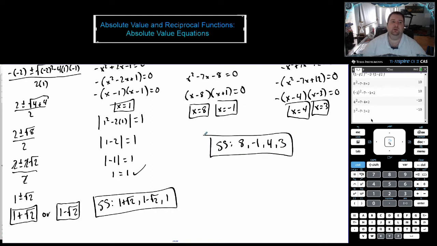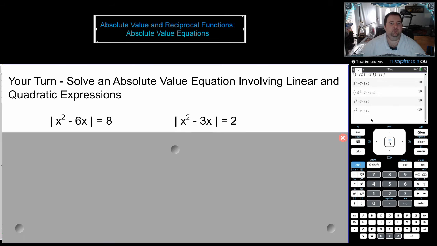So there we go. All right, it's going to be your turn. Go ahead and try these out. Remember, there's 3 ways to solve for quadratic expressions. You can either factor, you can complete the square, or you can use your quadratic equation. Try it out. Make sure you do 2 cases. Make sure you check your solutions. And when you're done, come on back and we will go through the problem with you.